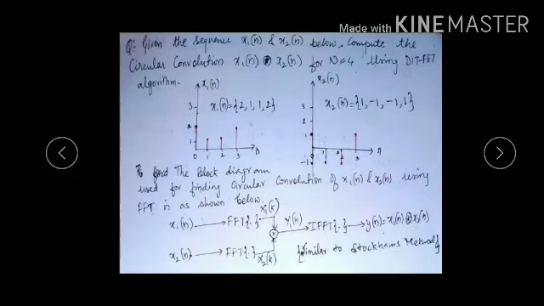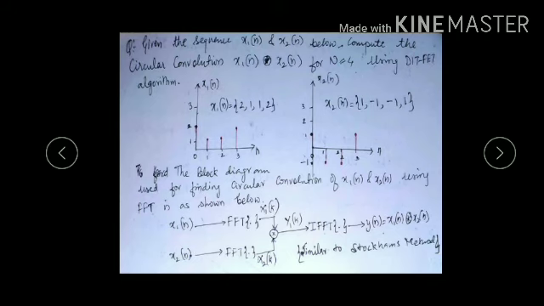Now here we have to solve, they have given two sequences and we have to compute this by using circular convolution. At the same time we have to implement the DIT-FFT method also. So this problem is similar to Stockham's method, what we have solved. Stockham's method or DFT IDFT method.